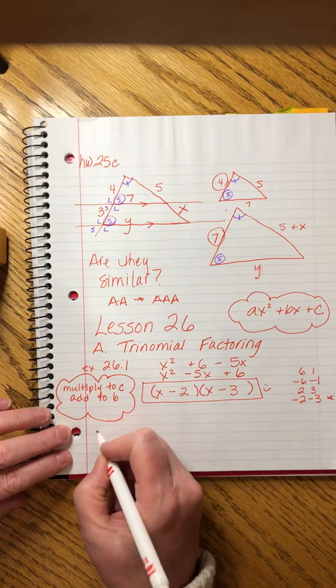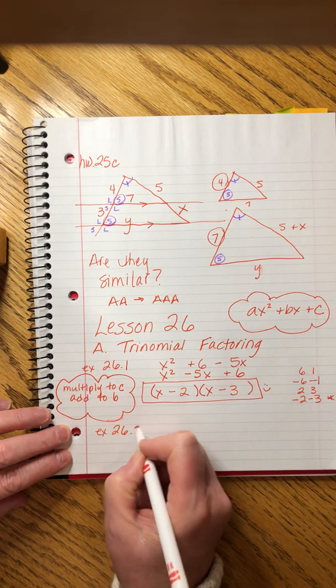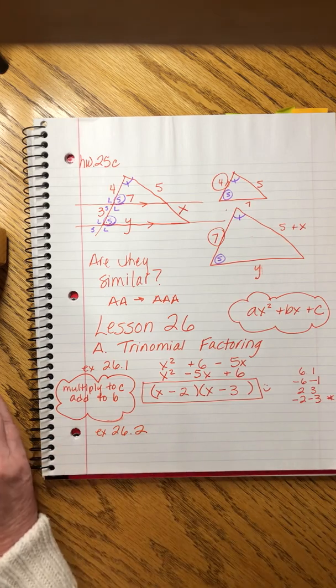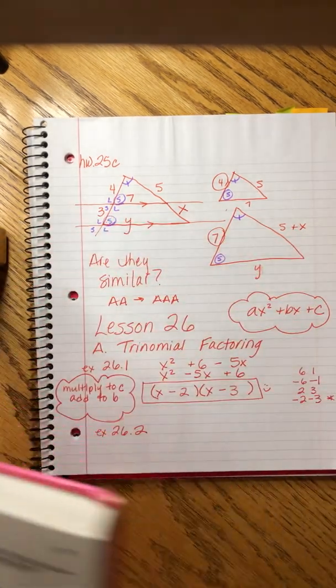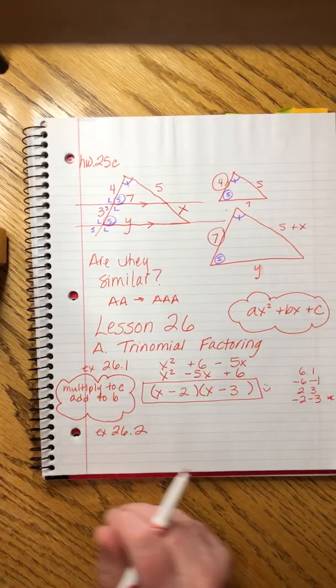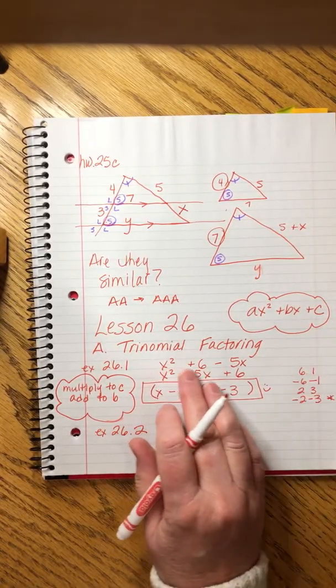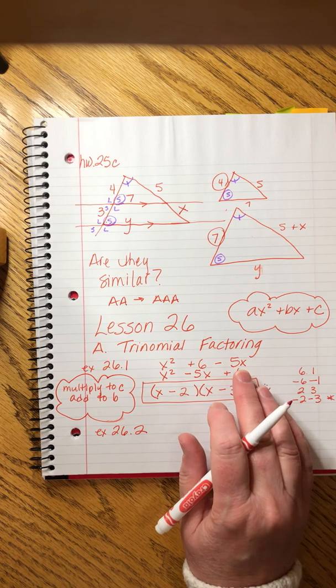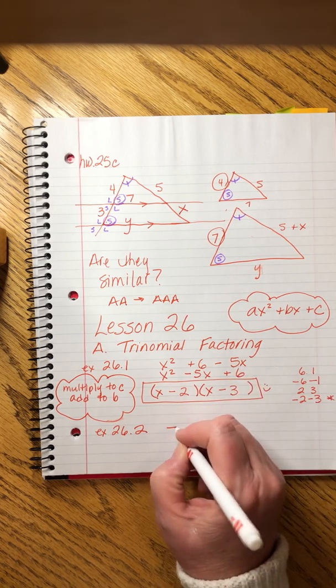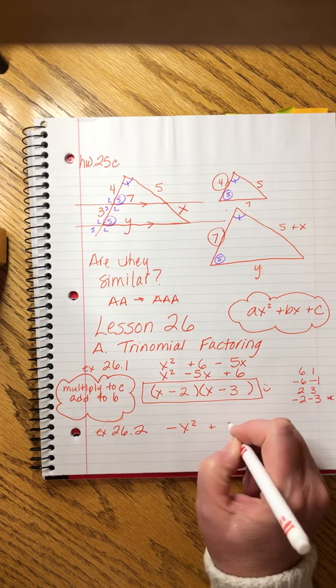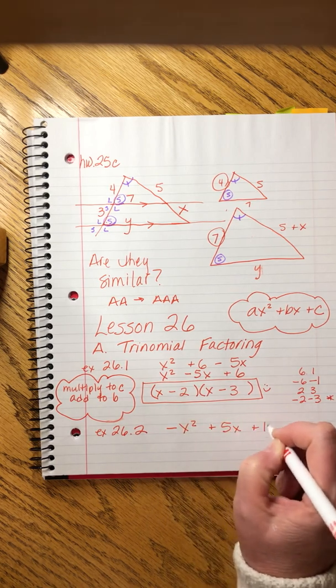Let's try another one. Example 26.2. Most students really enjoy this once we get in the groove. This one is in order, but from now on, I don't even write them down in the wrong order, and you don't have to either. Just copy them the right way in the homework. But here's a little drama: minus x squared plus 5x plus 14.